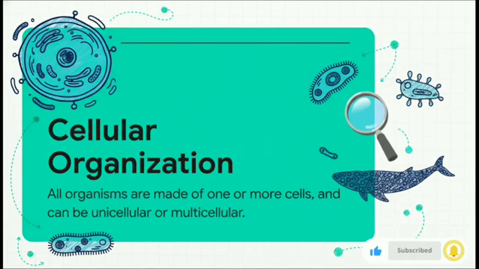Which brings us to what is probably the single most important, non-negotiable rule: cellular organization. Every single living thing that we know of, from the tiniest bacterium to the biggest whale, is made of at least one cell. The cell is the basic unit of life. No cells, no life. End of story.